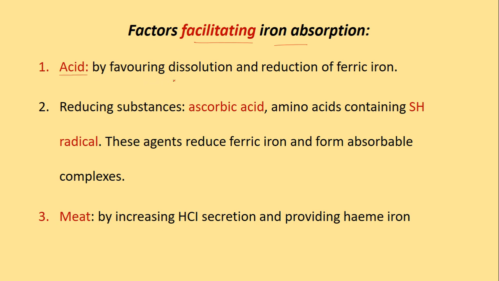Acid can favor dissolution, and it will cause reduction of ferric iron to the ferrous form, thereby increasing the absorption of iron. Also, reducing substances like ascorbic acid and amino acids containing SH radicals reduce the ferric iron into the ferrous, absorbable form. And meat also increases the levels of HCl, hydrochloric acid, thereby providing heme iron.